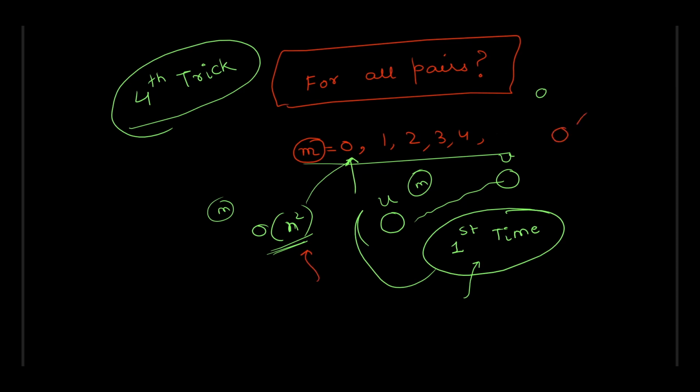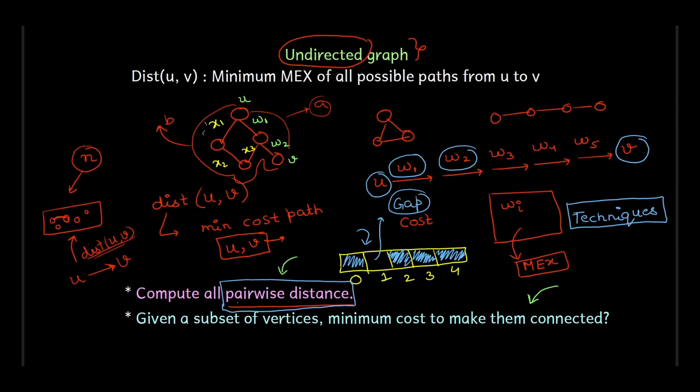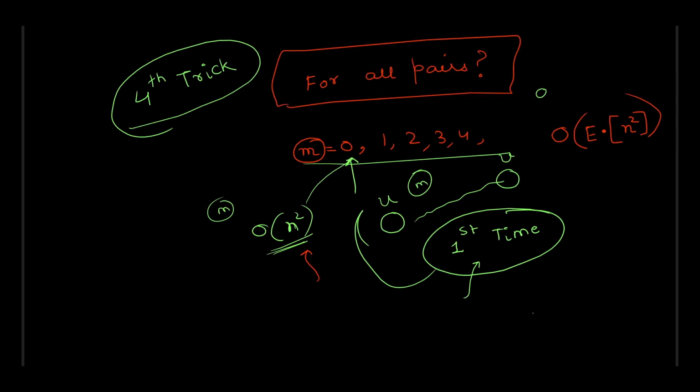So the overall time complexity would become: you are processing E edges, deleting E edges one by one, and in each deletion you are checking all the n square pairs to check whether they are getting connected for the first time or not. So this solves the first part of the problem in n square into E. And that problem was how do you efficiently compute all the pairwise distances. Then let's talk about the second problem. It says that given a subset of vertices, what is the minimum cost to make them connected? So how do you solve this version?